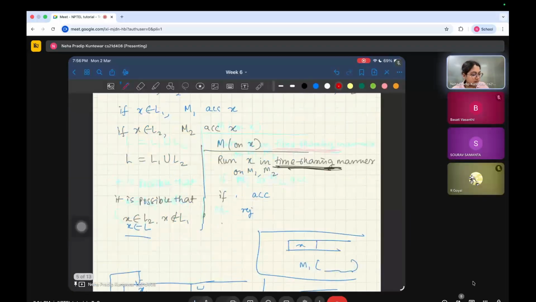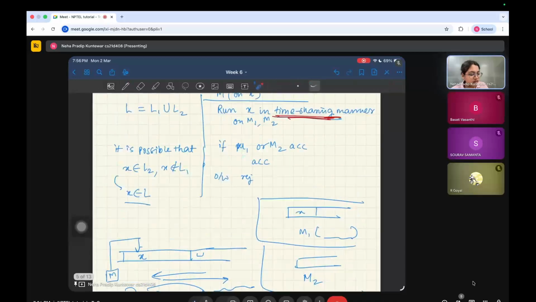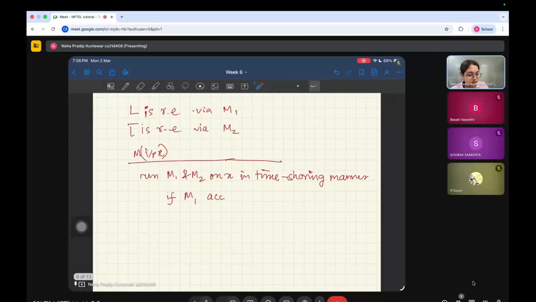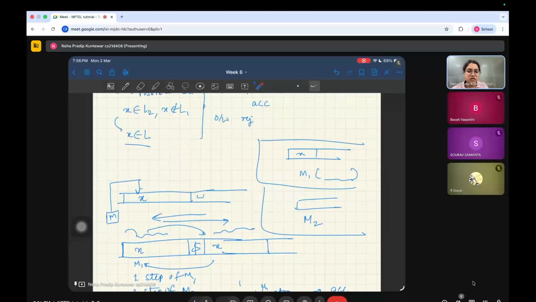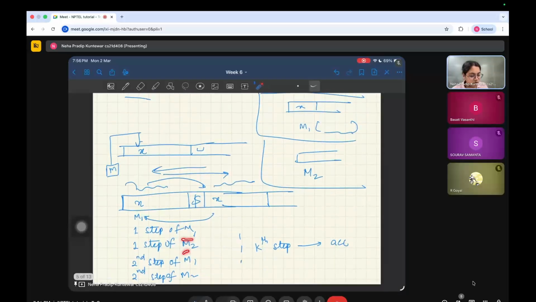Time sharing manner means it's not that you first run M1 on X, wait for its answer, then run M2 on X, then wait for its answer. Rather, you run M1 for the first step, then run M2 for the first step, then run M1 on its second step, run M2 on its second step, and keep on doing this. So rather than running one at a time and then the other, you are stopping its computation again and again and then making progress slightly.